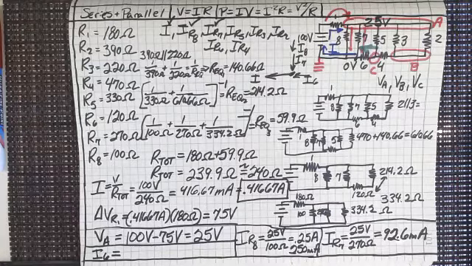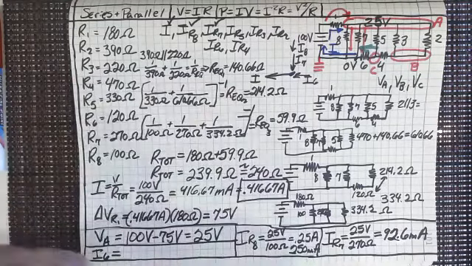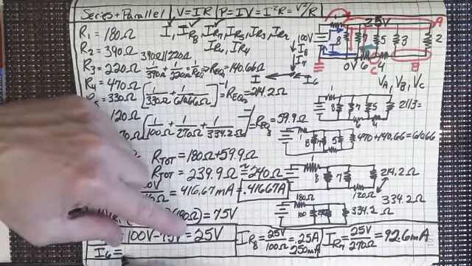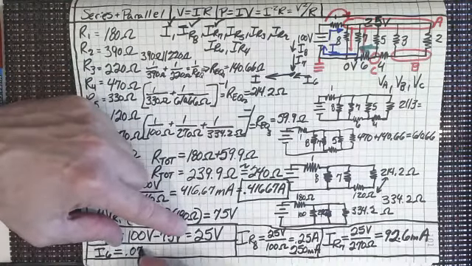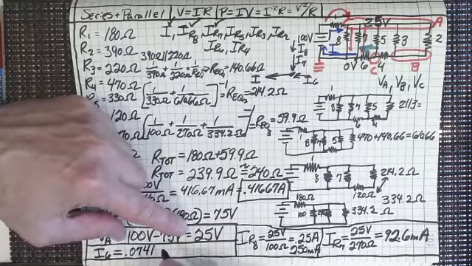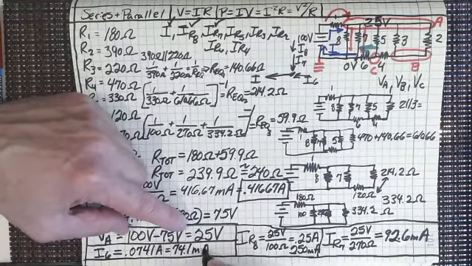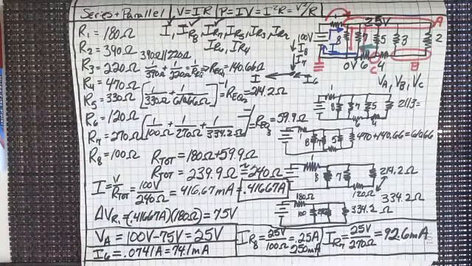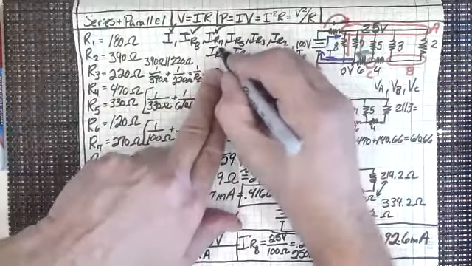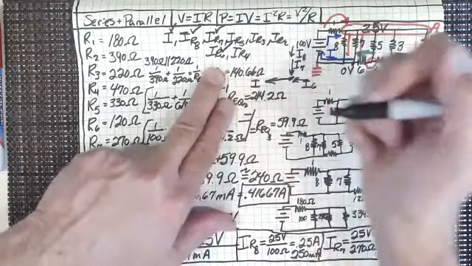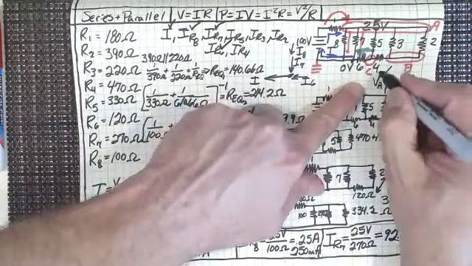So 0.416667 minus 0.250 minus 0.0926 gives me 0.0741 amps, or 74.1 milliamps. So there we've got another one. I sub 6 is now taken care of as well. V sub A is taken care of.